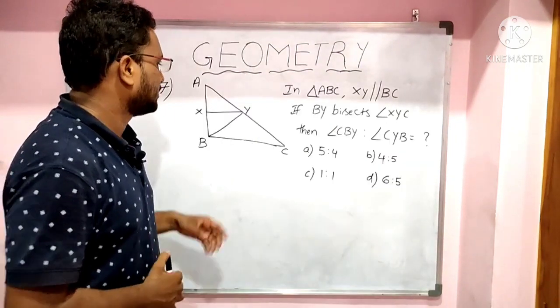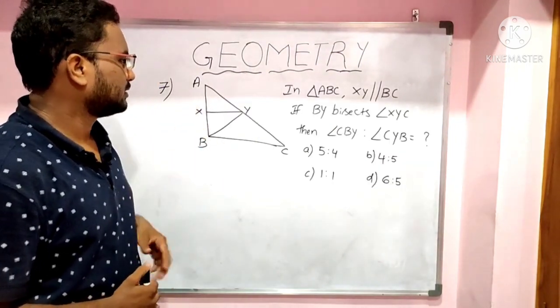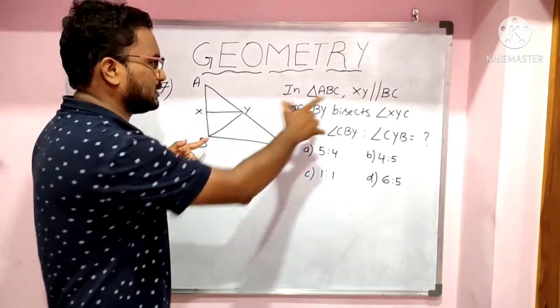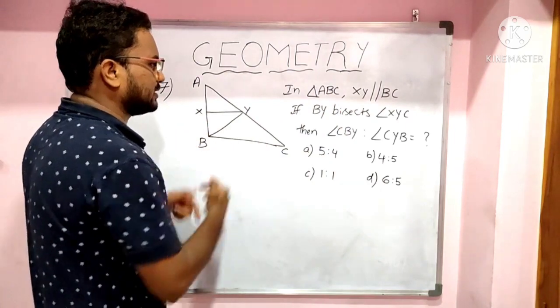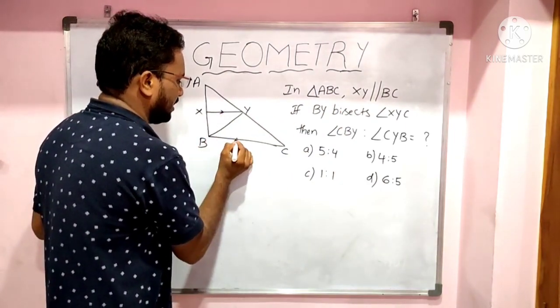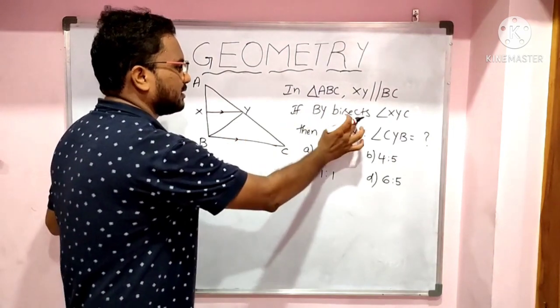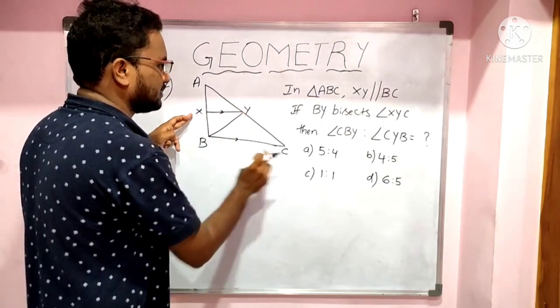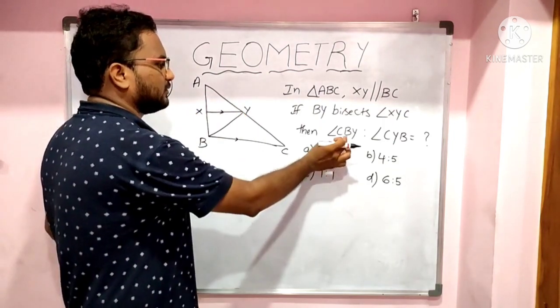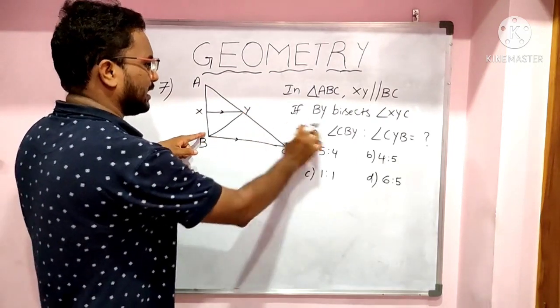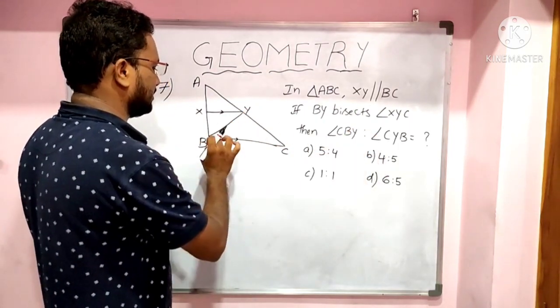Next one. He is given a figure, and in triangle ABC, XY is parallel to BC. If BY bisects angle XYC, then we need to find the ratio of angle CBY and angle CYB, these two angles.